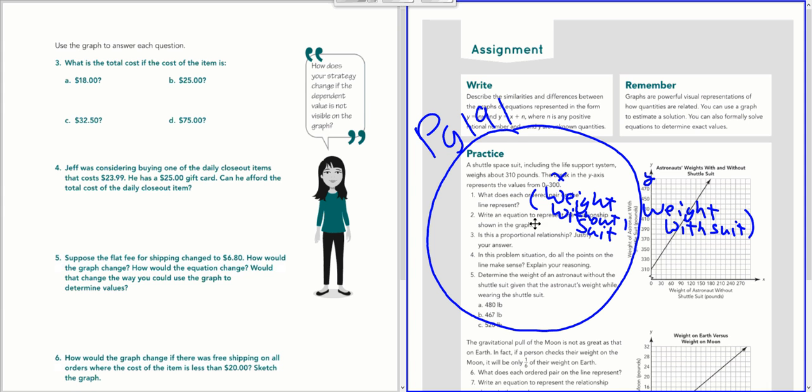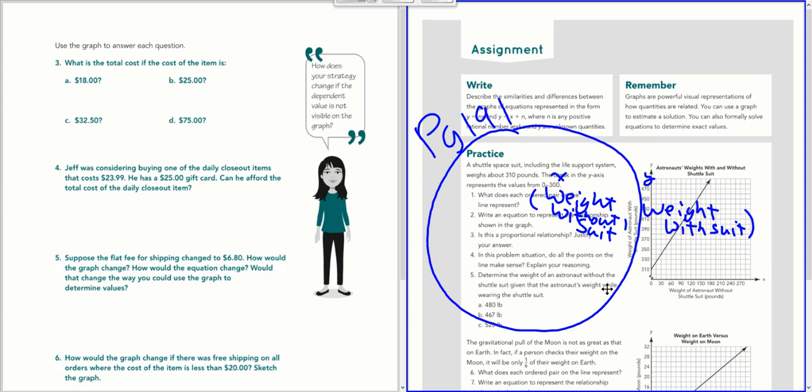And then think about writing an equation to represent the values shown on the graph. What would I need to do to x to get to y? What's the pattern? Is it a proportional relationship? Think about it. Is it a straight line? Does it go through 0? Number 4, do all the points on the line make sense? Is it possible to have every point on this line as a reasonable answer?